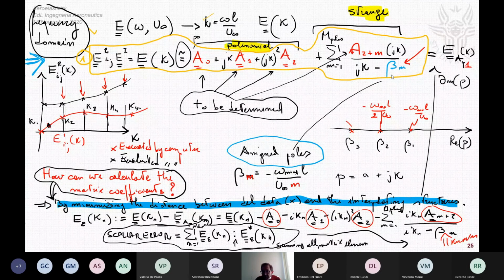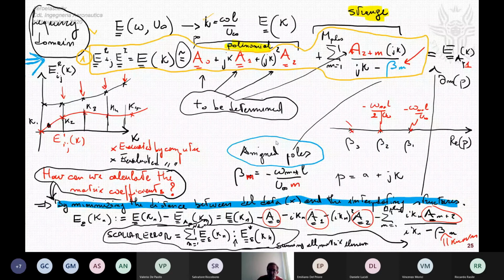And this beta in the denominator has the role of pole of the aerodynamic operator, because these are values such that jk, whenever it assumes this value, makes the denominator equal to 0. So these betas are the structural poles or aerodynamic poles, and these poles beta 1, beta 2, and so on, are fixed on the basis of a maximum frequency of the problem.